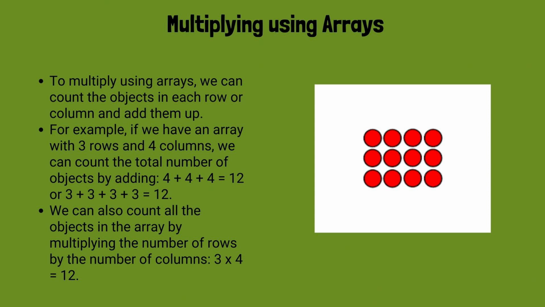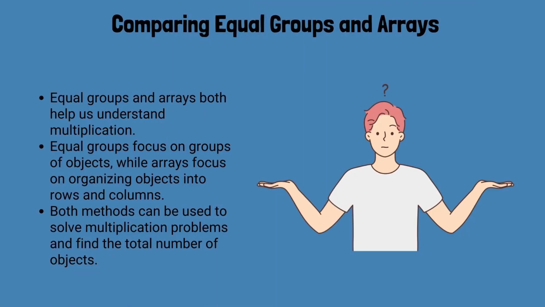There are 4 columns with 3 in each column. So 3 plus 3 plus 3 plus 3 equals 12. Or I can count the rows. There are 4 in each row. 4 plus 4 plus 4 equals 12. So both equal groups and arrays can be used to help us solve multiplication problems.